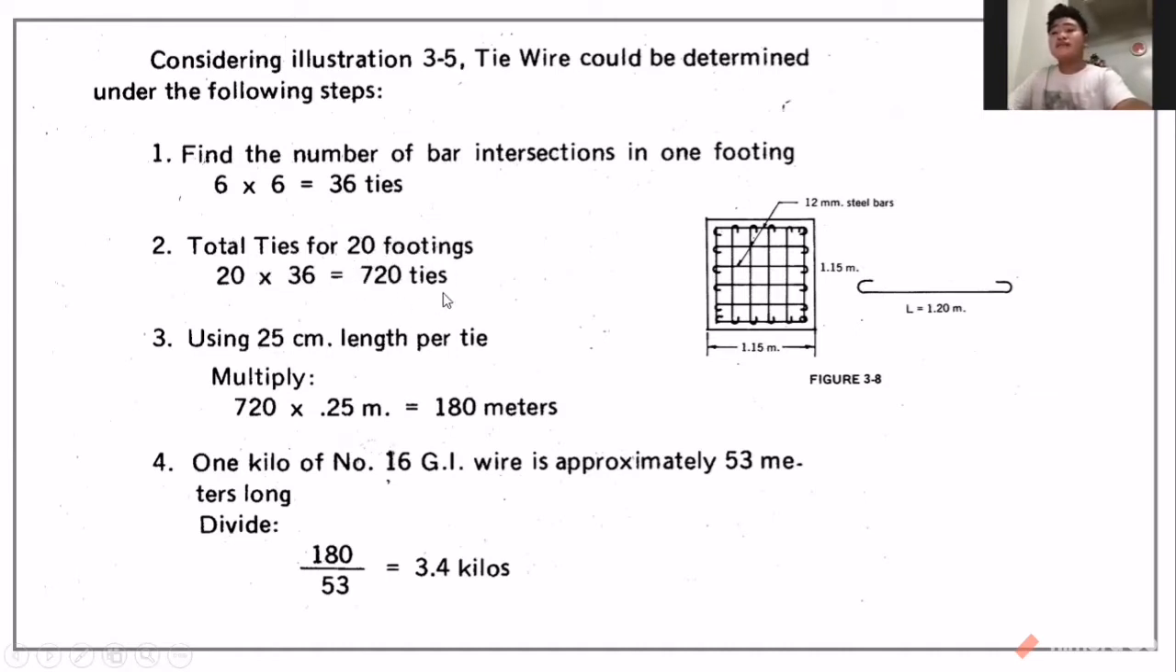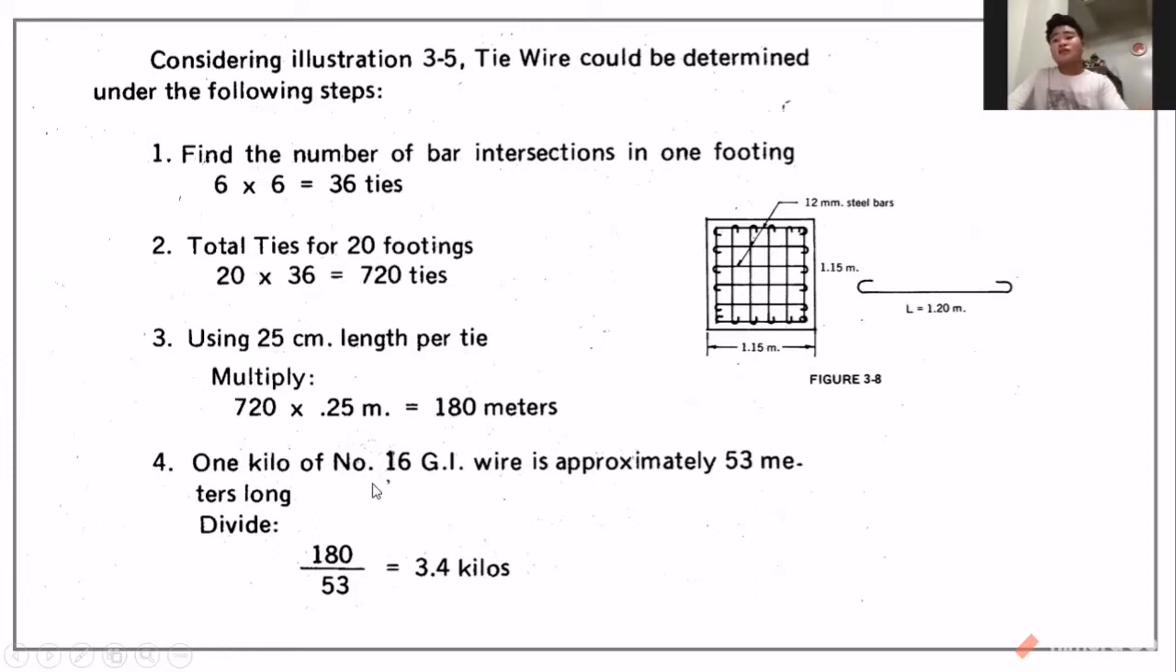So we have 720 ties for 20 footings. Using 25 centimeter length per tie, we will multiply 720 by 0.25 meters. Since 25 is in centimeters and we are converting that into meters, we've got 0.25 meter. So when it was multiplied by 720, we have 180 meters.